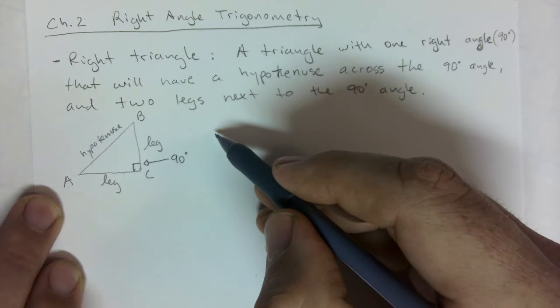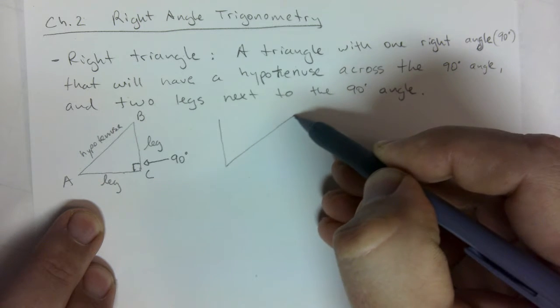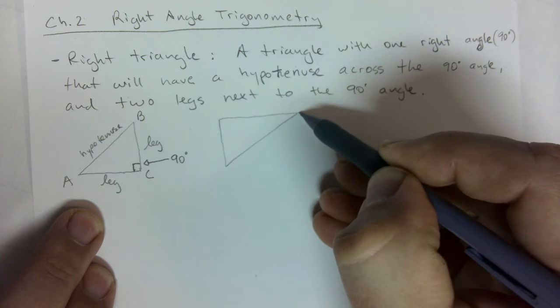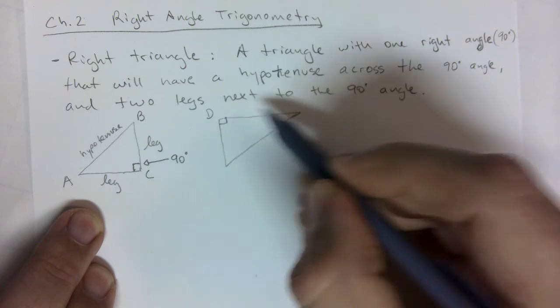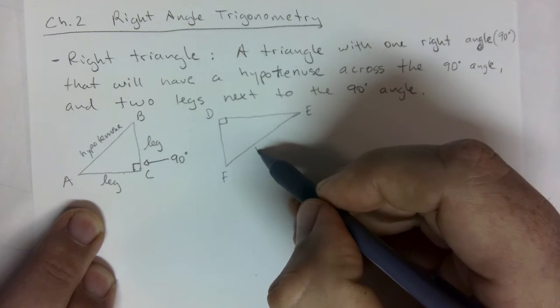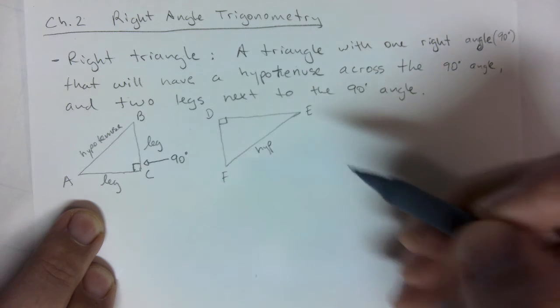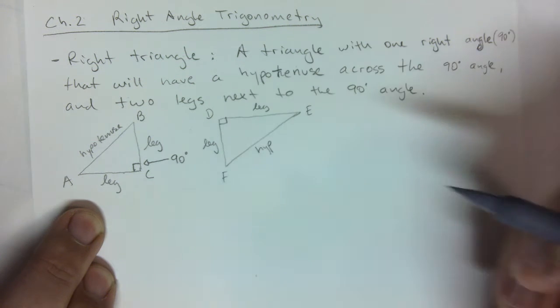So maybe let's make an upside down triangle, make it look a little different. Here's your 90, and let's call this DEF. In that case, your hypotenuse would be here. This would be a leg, and this would also be a leg.